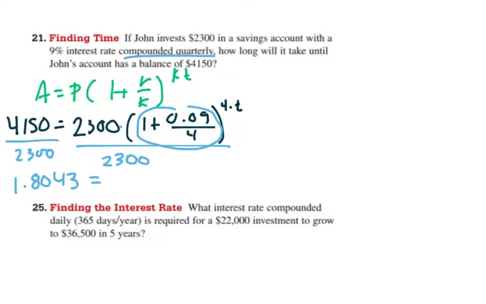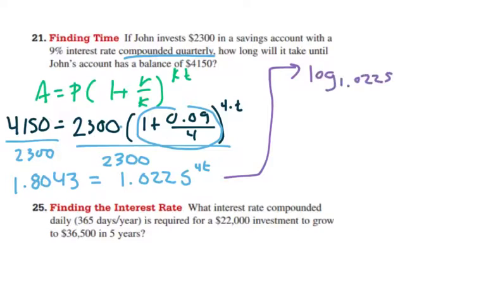So 1 plus the fraction of 0.09 divided by 4 leaves us with 1.0225, and that's to the 4t. So the reason I did that is that now we can write it in log form, because it's in exponential form. So we'll have a log base 1.0225 of 1.8043, and that's going to equal 4t. So I ran out of room on there. So we can evaluate that. This piece here is a decimal.